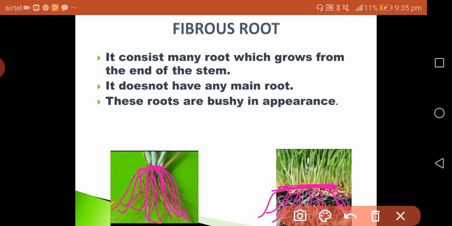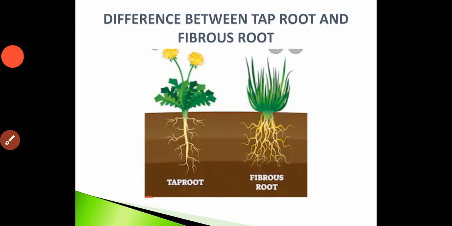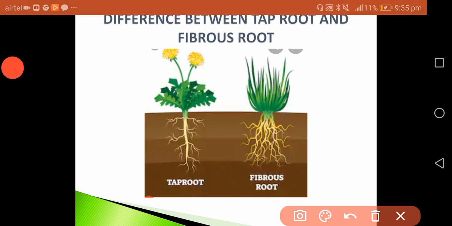So moving forward, now see the difference between the taproot and fibrous root. What is the difference? As you have learned about the types of root, you can clearly see the difference. This is the taproot and this is the fibrous root. You see the main root here which is coming from the end of the stem, right? And you can see the small roots which are coming from the main root. This is the main root and these small roots are growing from the main root.